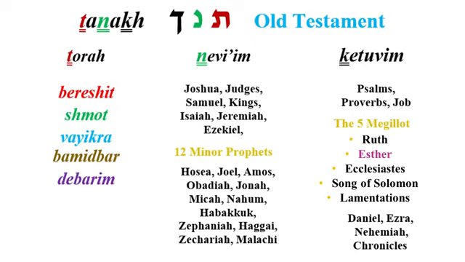And then you have the Ketuvim, which is the K sound, and the Ketuvim is the writings, okay? And if you put those 3 together, the Torah, Nevi'im, Ketuvim, T and K, Tanakh. Got it? Okay. Well, Esther is in the Ketuvim.